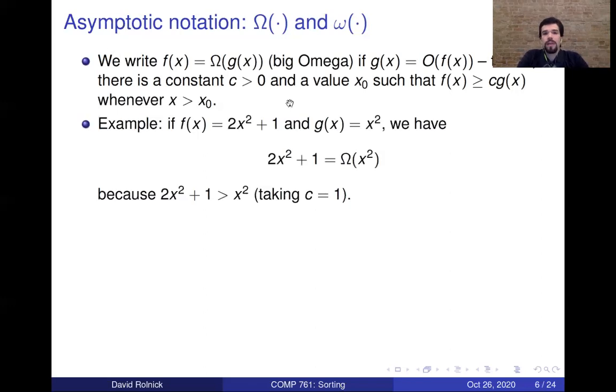So for example, if you had f of x equals 2x squared plus 1 and g of x is x squared, we have 2x squared plus 1 is big omega of x squared. We also had that it was big O of x squared. But it's even easier to prove that it's big omega because you can just take c equals 1.